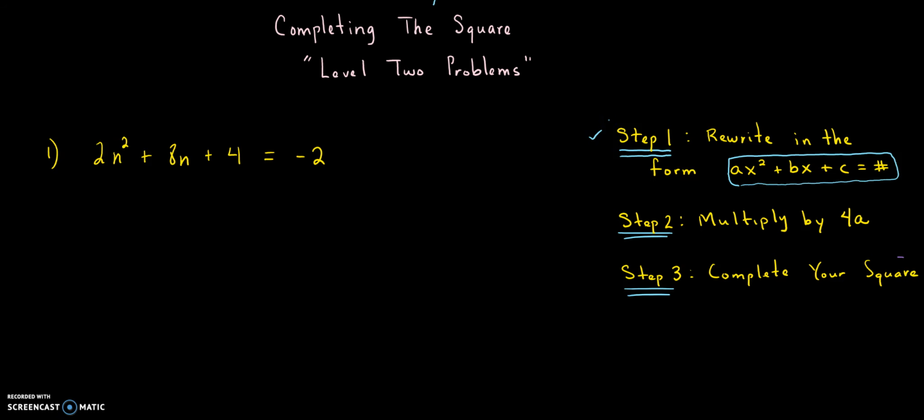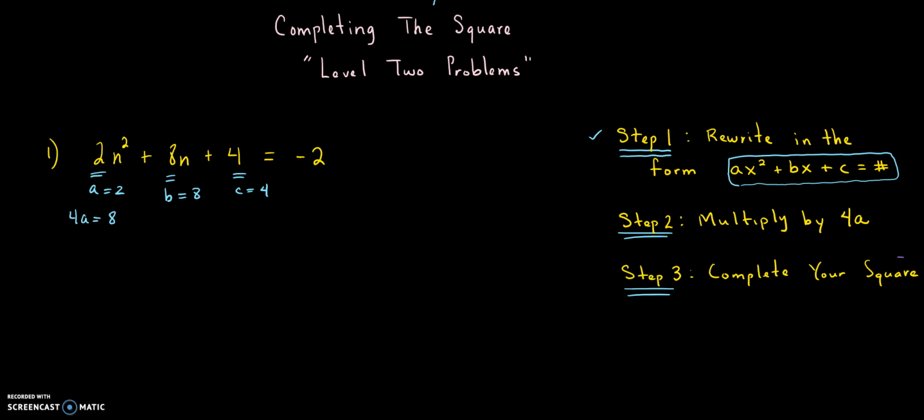Step 2 is that you have to multiply by 4a. Remember, a here is equal to 2, b is equal to 8, and c is equal to 4. What we really care about at this moment is a. Well, a is 2, so that means 4a is 4 times 2, which is 8.